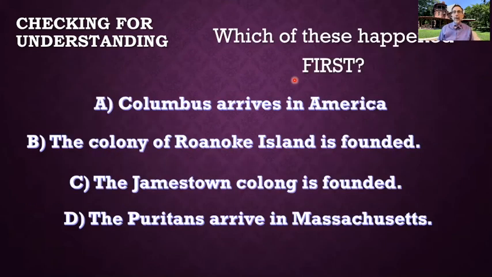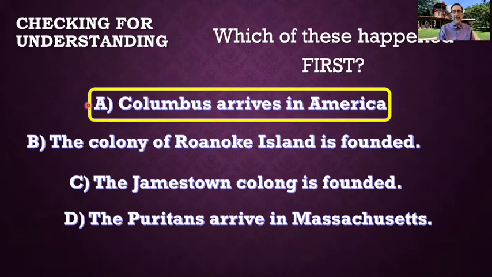How about this one? Which of these happened first? We have Columbus arrives in America, the colony of Roanoke Island is founded, the Jamestown colony is founded, and the Puritans arrive in Massachusetts. Which one happens first? And it is first. In fact, these are all in order for you. On the check for understanding, you're going to have to take them and put them in the correct order. This is the correct order. You can pause the video and you can write them down if you like. But that is your correct answer right there.